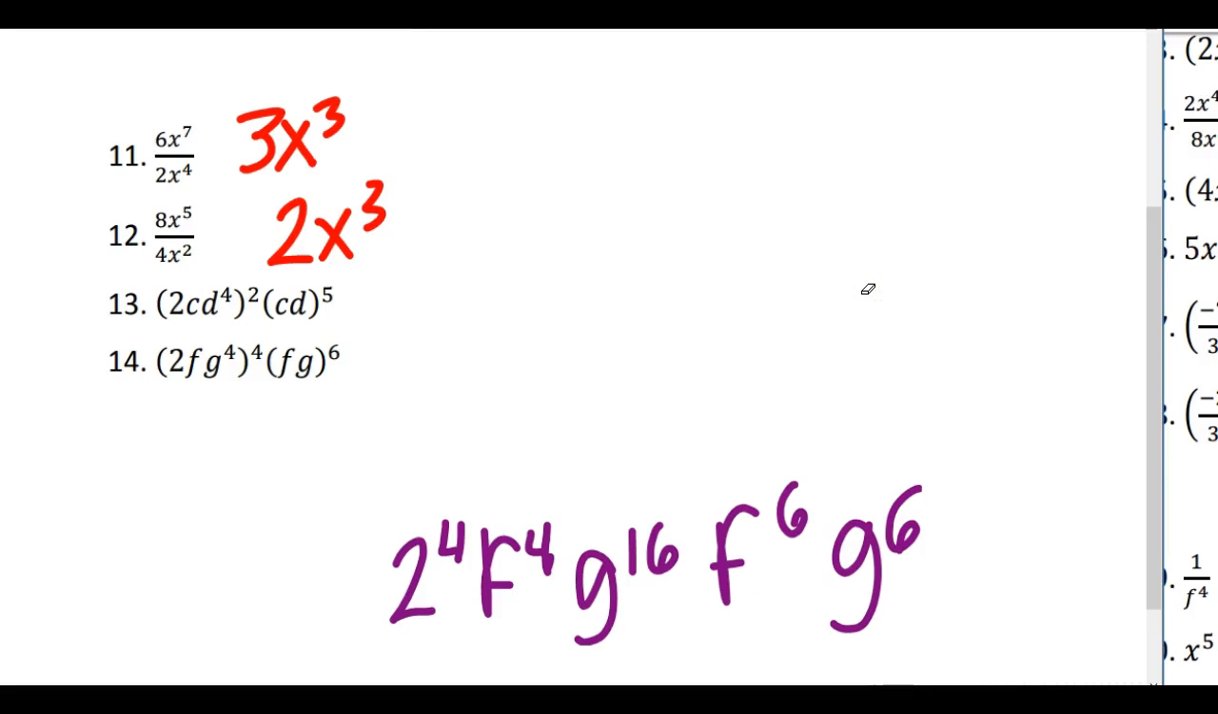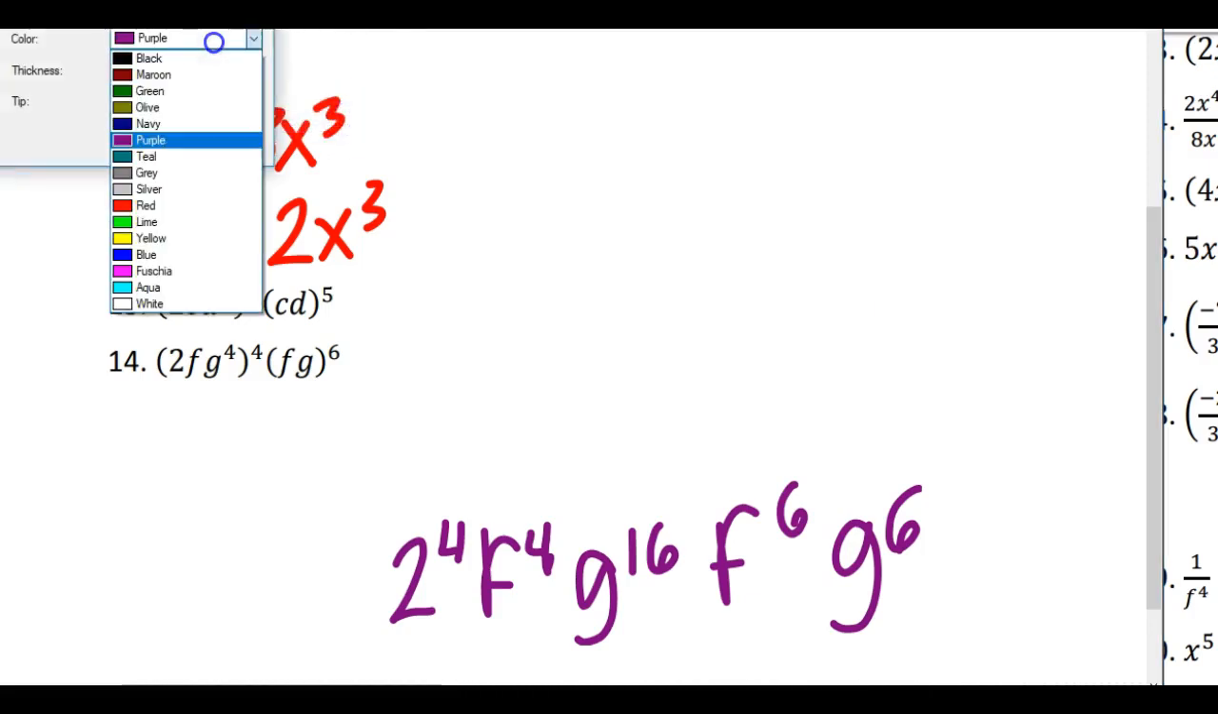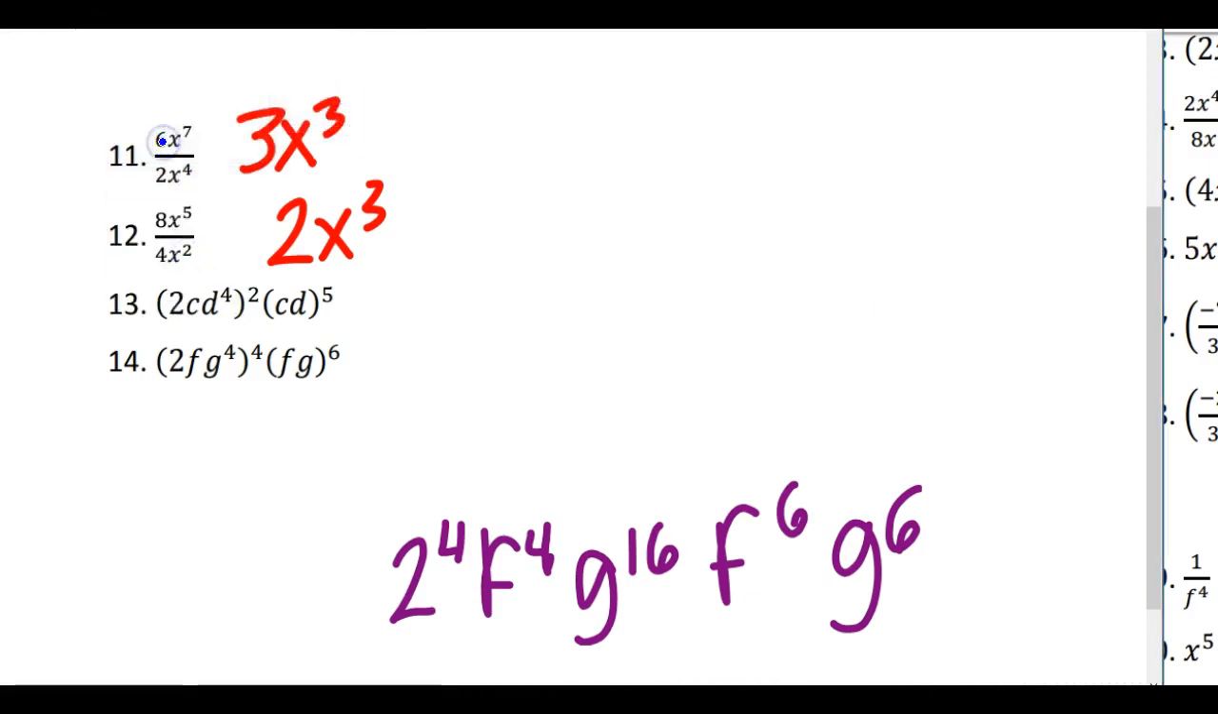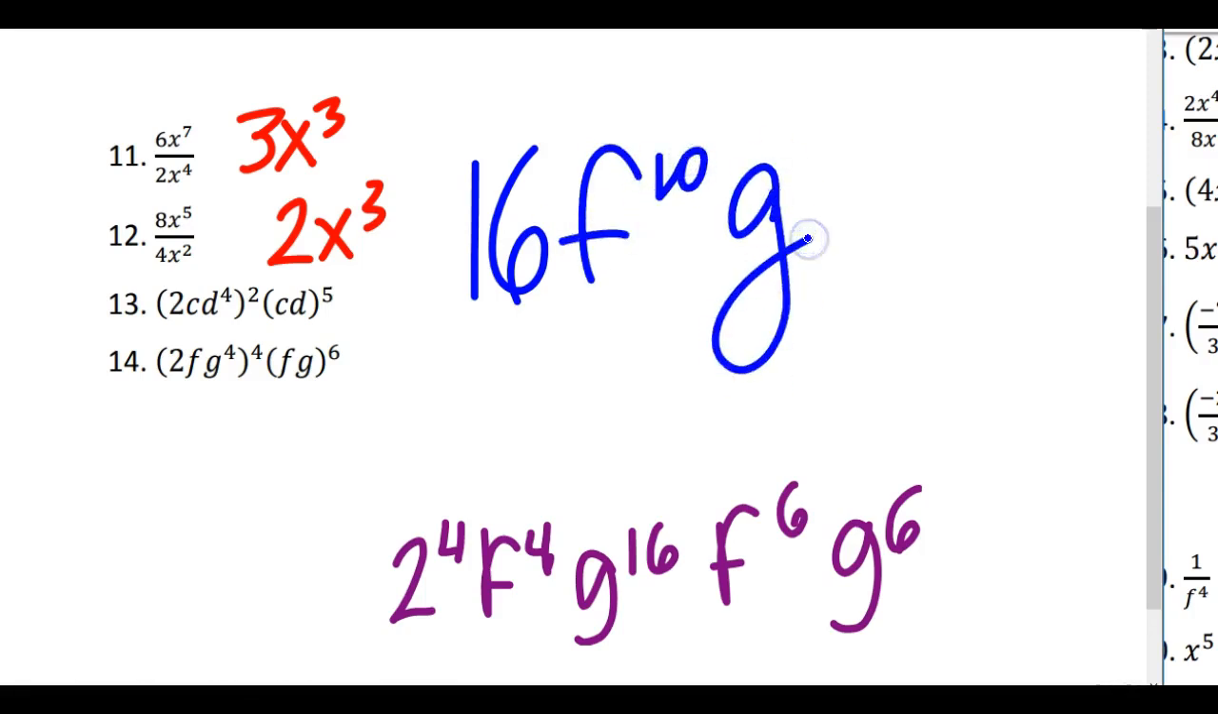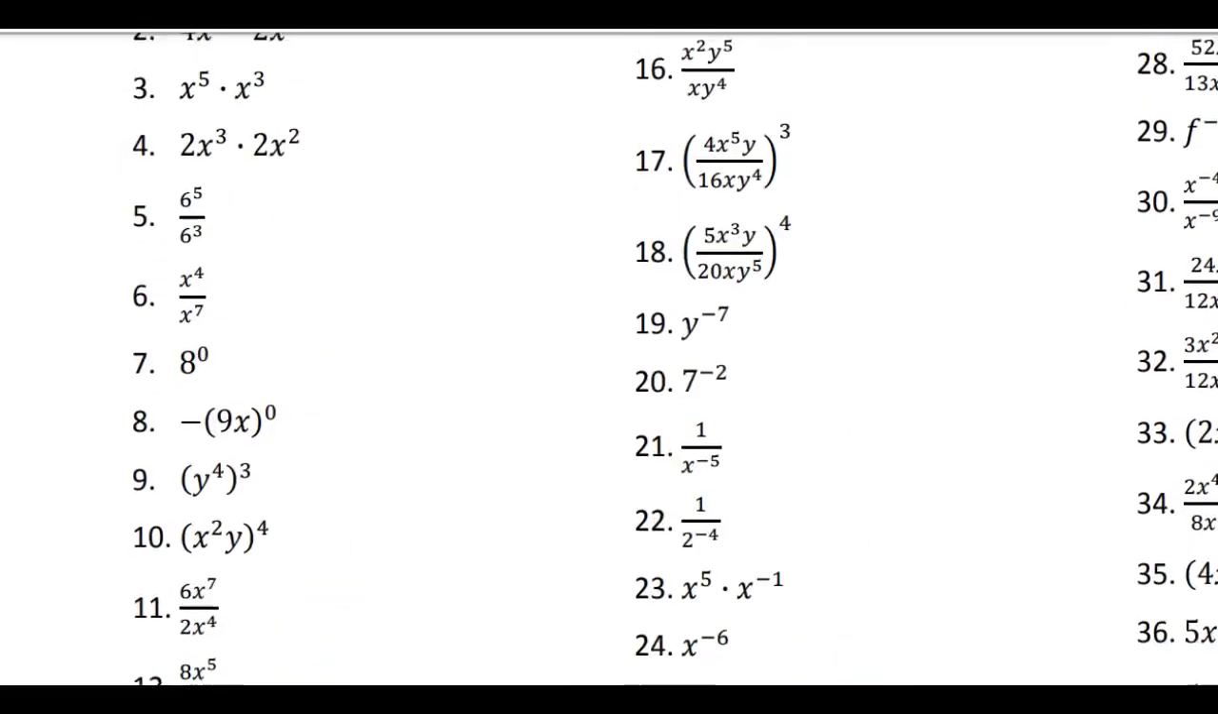let's see, 16 times f to the 10th power times g to the 22nd power. Okay, great job. Very good.